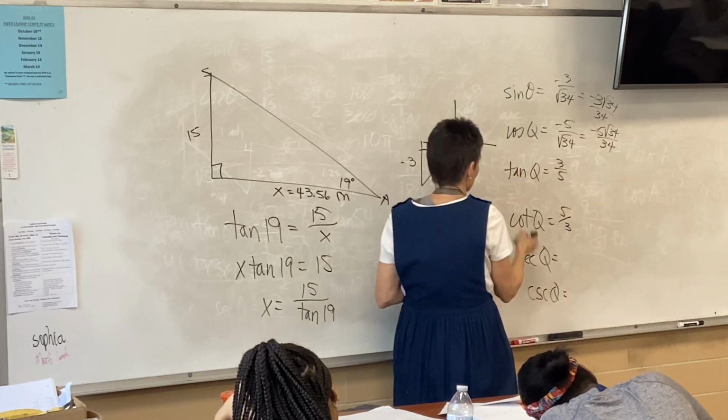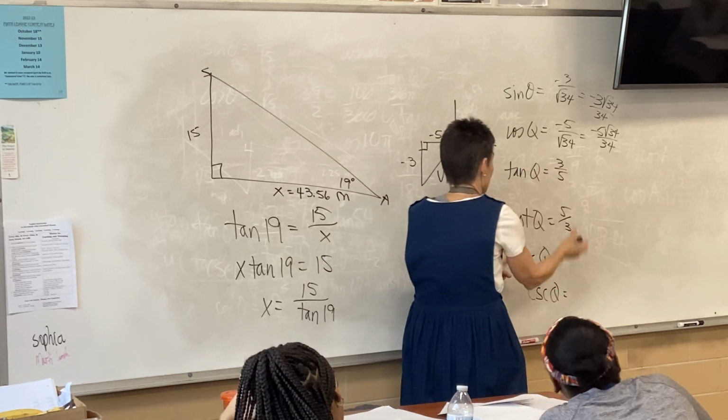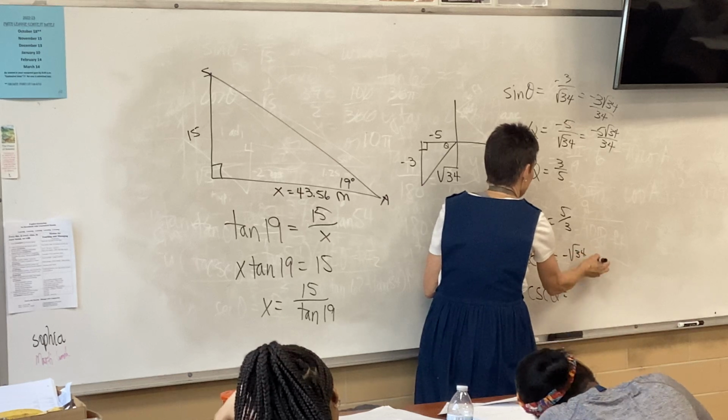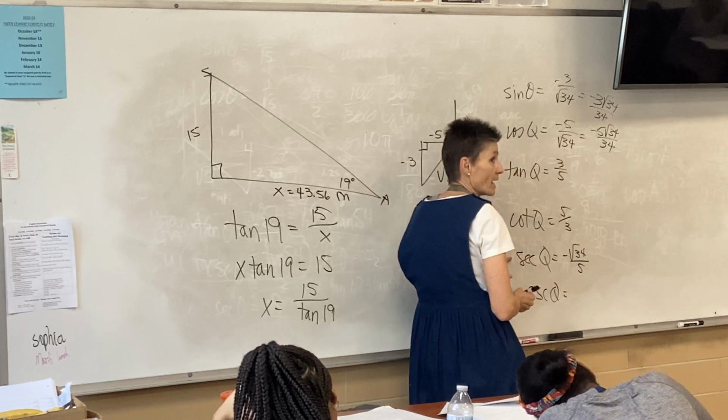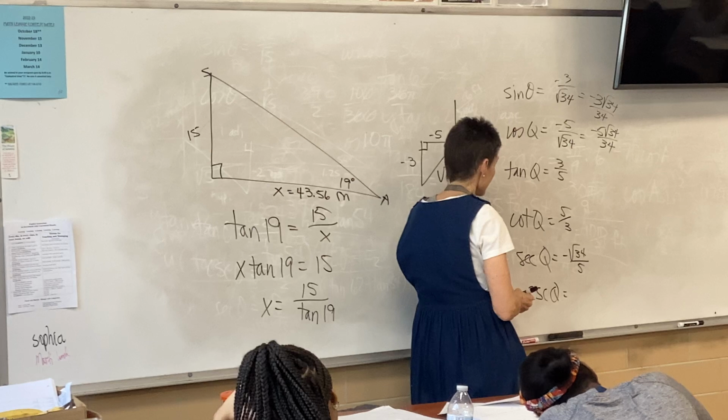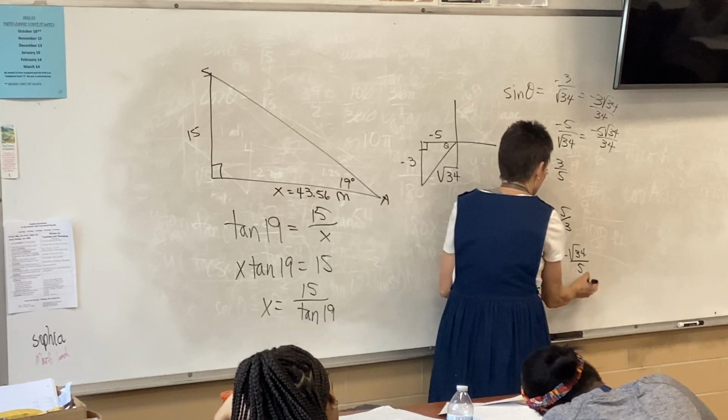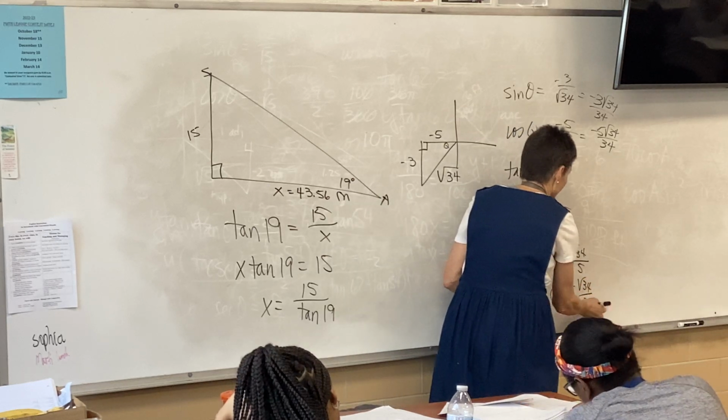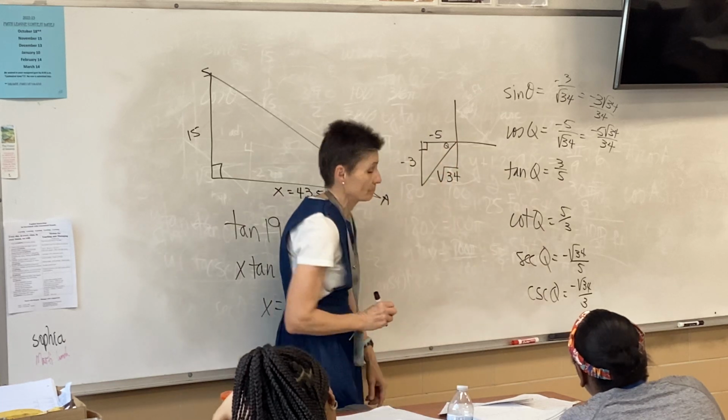And then these guys are the reciprocals. So secant is reciprocal of cosine. Yes, you have to know that. Secant is reciprocal of cosine. And cosecant is reciprocal of sine.